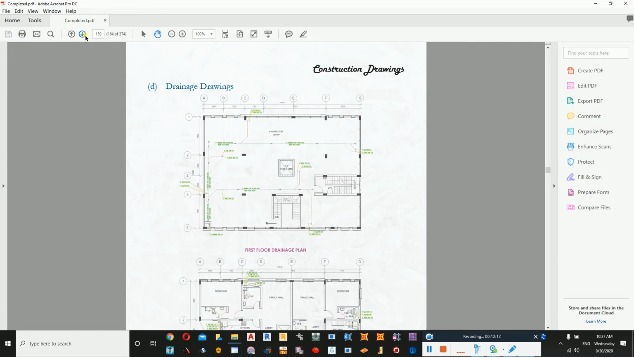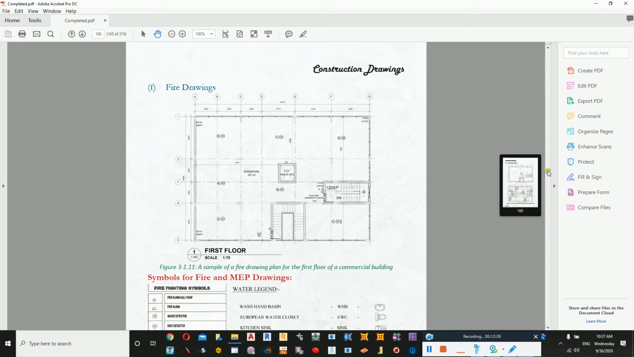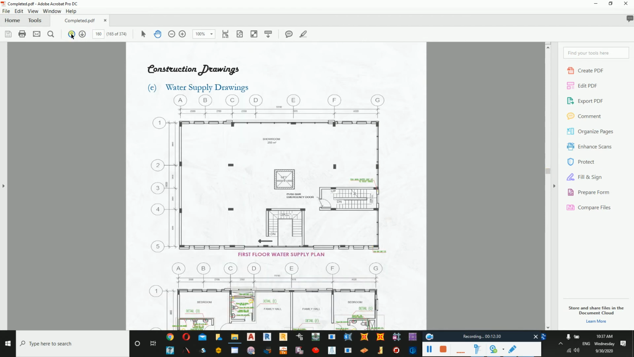Okay. We have another one for drainage. Okay. More plumbing as well. And then here, what do we have extra? We have a separate drawing for water. Okay, when we talk about water supply, we don't talk about wastewater now.